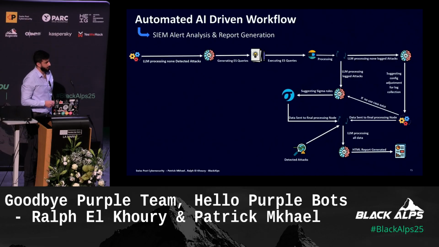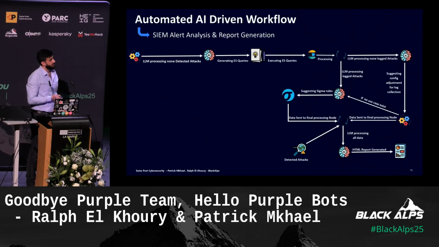Now, the second option is that there is no trace of logs for the attack that was executed. What will happen here is that the AI will suggest a configuration change in your audit policy, either in Sysmon or in the Active Directory GPO audit policy, to be able to have those logs the next time you do the exercise.